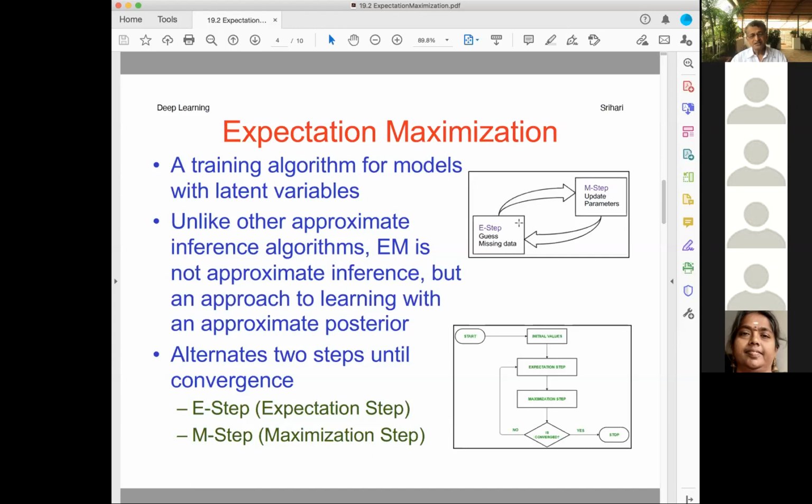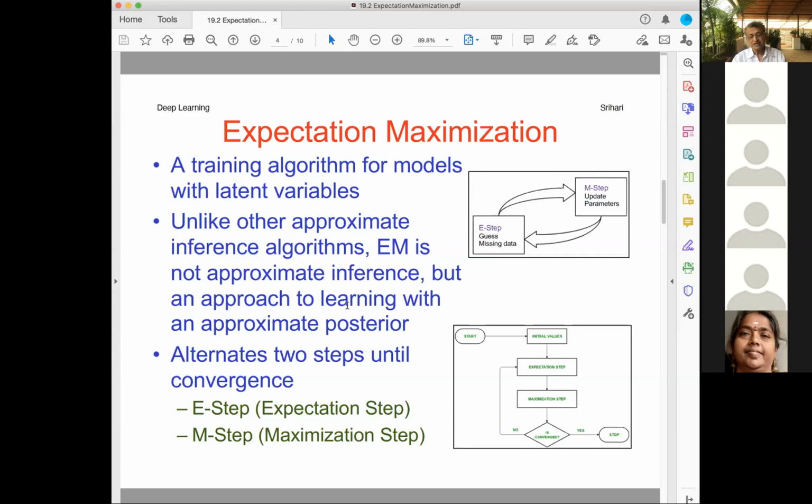So what we do in k-means is, once we have the k-means assumed, we assign to all the variables their mean, based on being close to it. So that's what the k-means part of it is. And then we estimate the parameters, that is the new means for the classes. So the E step is to guess the missing data, and the M step is to update the parameters. This is a back and forth process. Unlike other approximate inference algorithms, EM is not approximate inference, but an approach to learning with an approximate posterior.